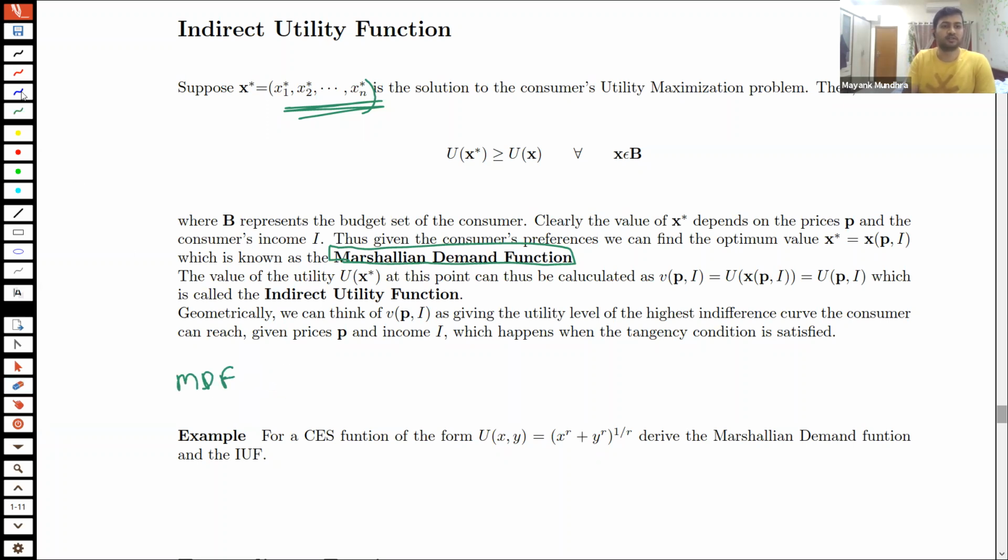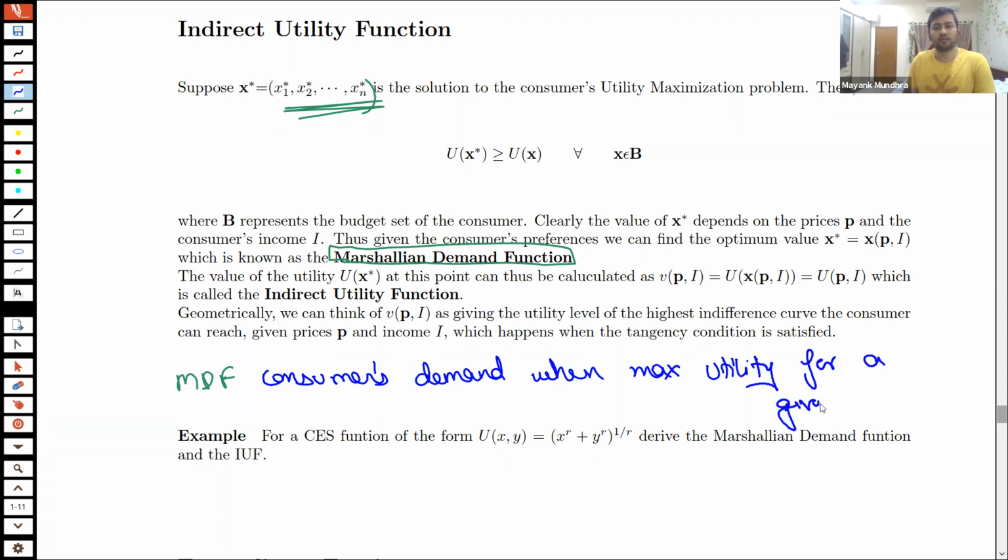So MDF is basically the consumer's demand when maximizing utility for a given income and price. So when income and prices are given and you try to maximize utility, the function of demand that you get is called the Marshallian demand function. It's generally called X star. The Marshallian demand function is represented as X star, and it's a function of prices and income.